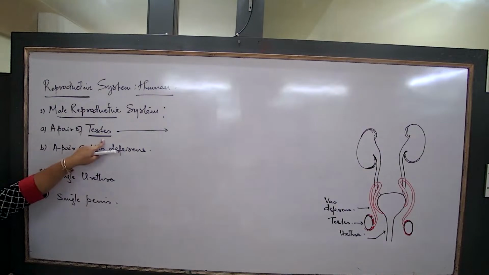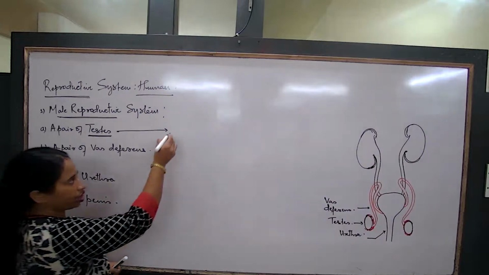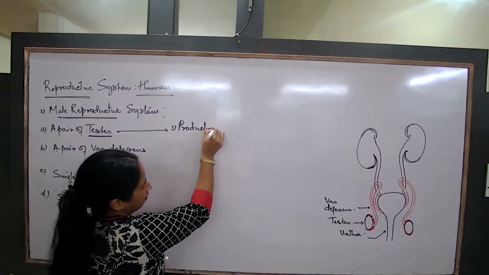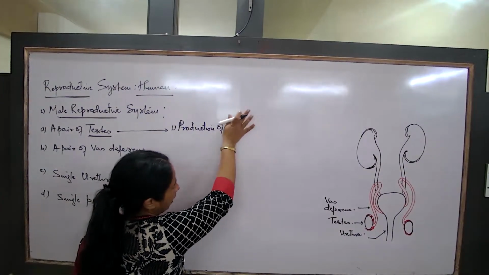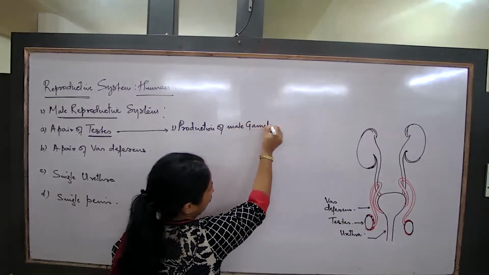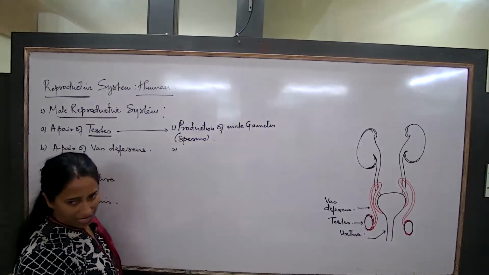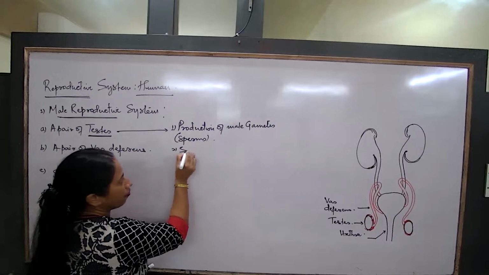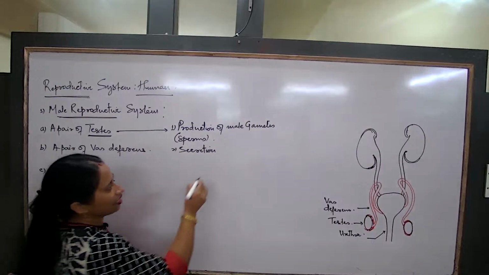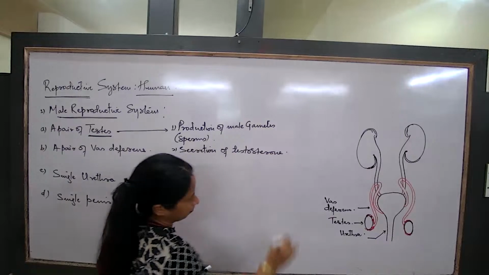What will you write for the functions of the testis? This particular organ performs two major functions. One is production of the male gametes. And what is the male gamete known as? Sperms. Formation of male gametes, that is the first function. And what is the second function that the testis does? Secretion of the male hormone, and that is known as testosterone.